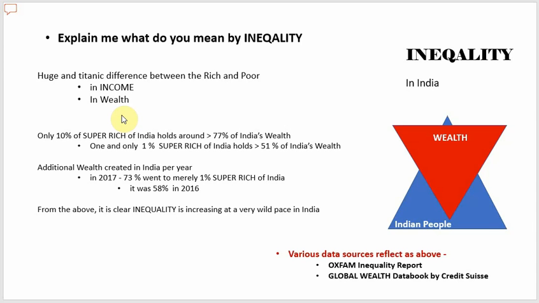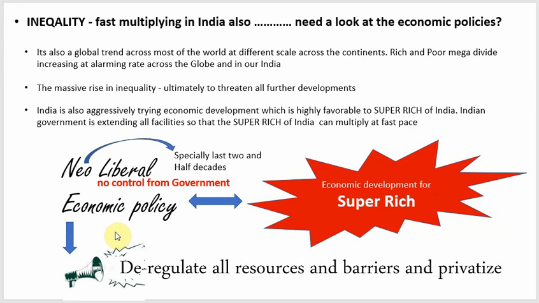And just a year back, in 2016, it was only 58%. So a 15% increase has happened in just one year in the income going into the super rich hands. From this data, it is very clear that inequality is increasing, and increasing at a very wild pace in India. Inequality is fast multiplying in India.